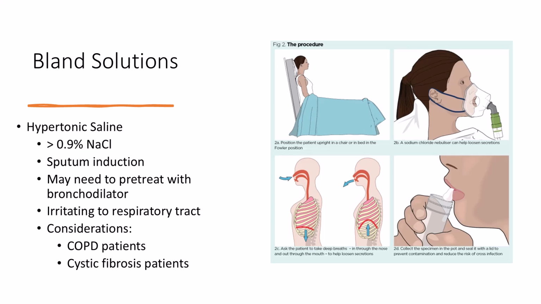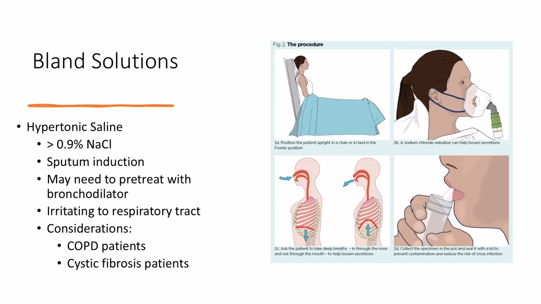Hypertonic saline refers to any solution with a sodium chloride concentration greater than 0.9%. The most commonly available concentrations are 5% and 10% sodium chloride. These solutions are highly irritating and are primarily used for sputum induction, especially in patients with a dry, non-productive cough. The airways respond to irritation by increasing mucus production, which can help facilitate the collection of sputum for diagnostic purposes.